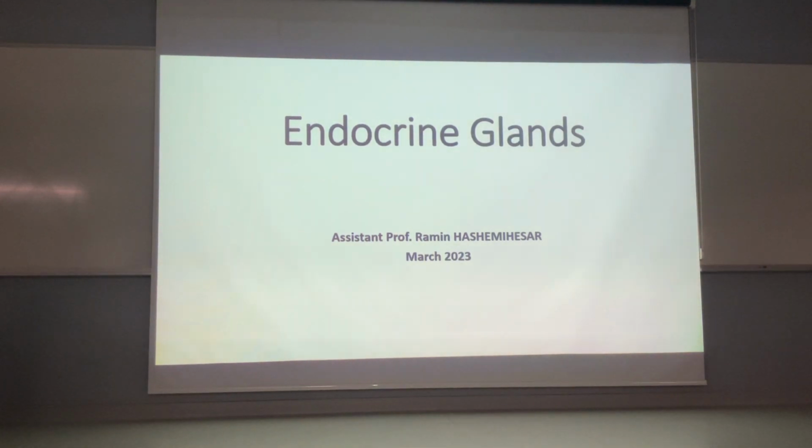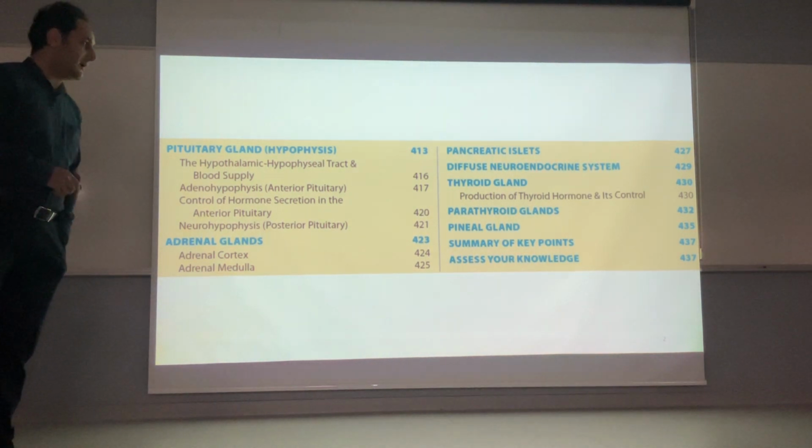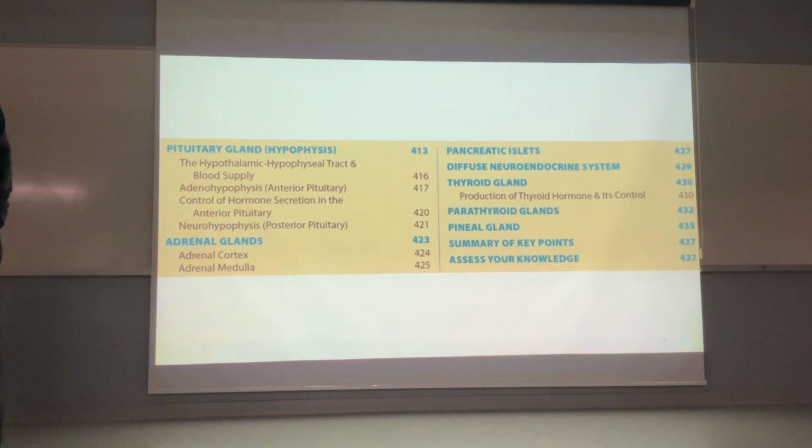Let's talk about the endocrine system, histology. In the endocrine system, we have different tissues: the pituitary gland or hypophysis, the adrenal gland, and pancreatic islands. Also, we have the diffuse neuroendocrine system, the thyroid gland, parathyroid gland, and pineal gland.